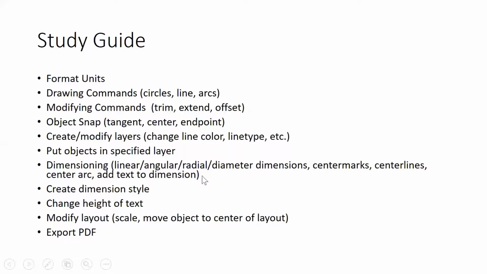Then we go into dimensioning. So make sure you know how to add dimensions, center marks, center lines, center arcs. That's important, okay? And make sure you know how to add multi-line text, or just add text to a dimension. So to add text to a dimension, all you do is double click on that dimension and then start adding text to it. And then you'll just click close text editor once you're done, or control enter.